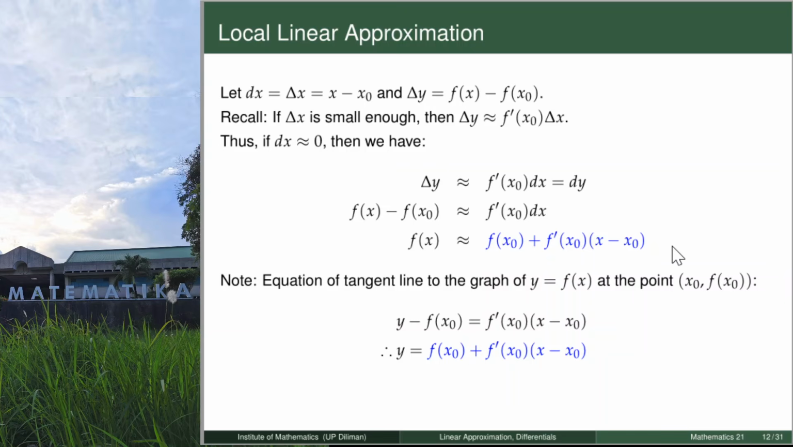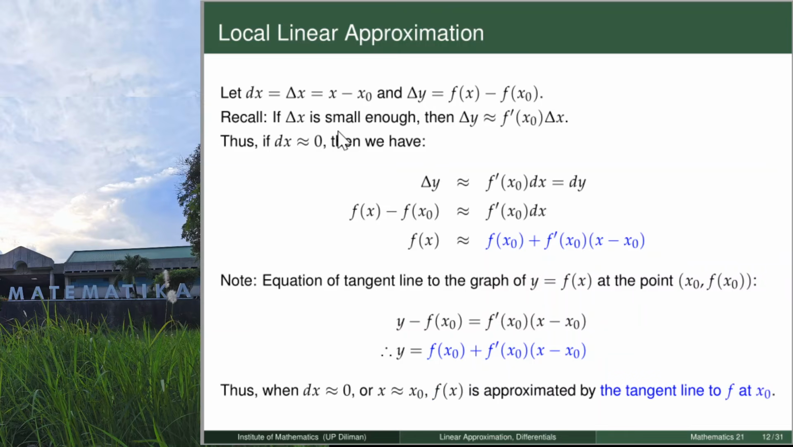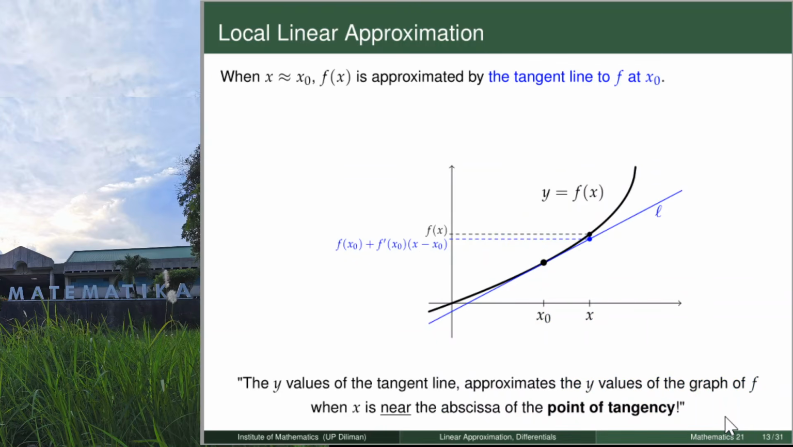In other words, if dx is close to 0, if it's small enough, or in other words, if your x is close to x naught, then f of x is approximated by the tangent line to the graph of f at x naught. And this tangent line has a special name, and that's exactly your local linear approximation.